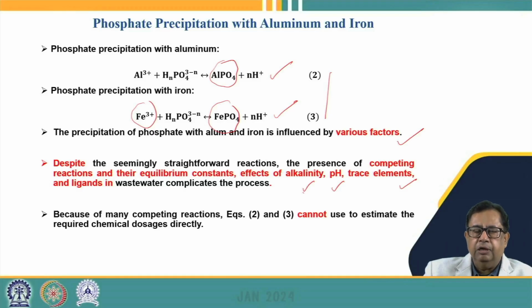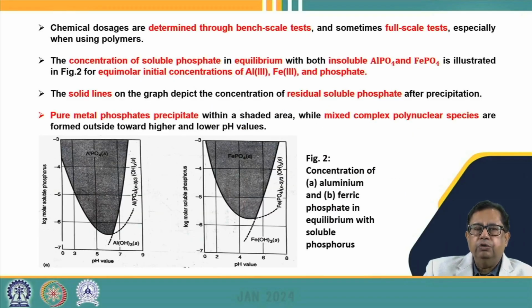So we cannot estimate the amount of dosage required for the aluminum salts or for the ferric salts directly by using these equations, because there can be a number of competing reactions which will also take place side by side, and these reactions cannot be used directly for the calculation of the chemical dosages. So when we need to find out what dose needs to be added for a particular wastewater, we can find out the doses through a bench scale test, or we can sometimes also go for a full scale test, especially when we are using polymers. So we need to determine what optimum dose is required so that we can precipitate the phosphate to the fullest.